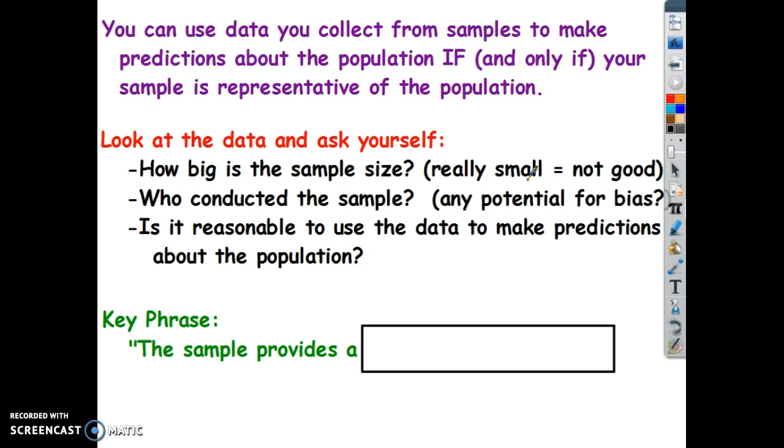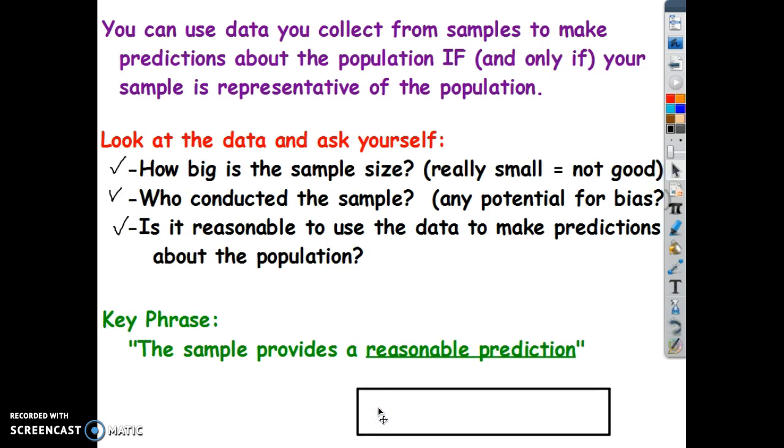So if these first 2 are good, if we can check both of these off, then we're okay to say our data is reasonable. So our key phrase we need to use is the sample provides a reasonable prediction. We can never say our sample is 100% or we're 100% certain, but we can say that the sample, if it's a good sample, provides a reasonable prediction.